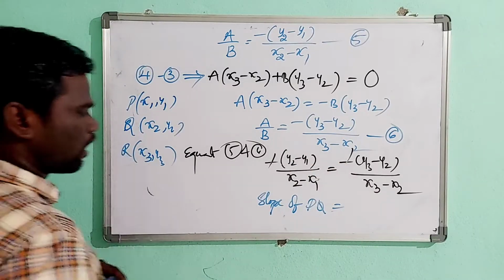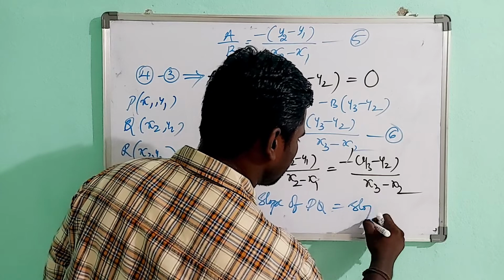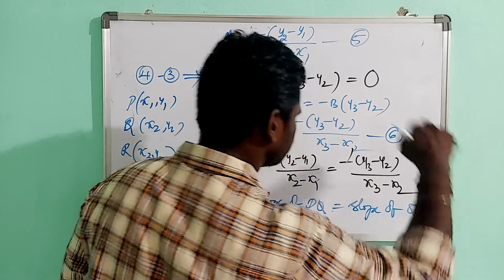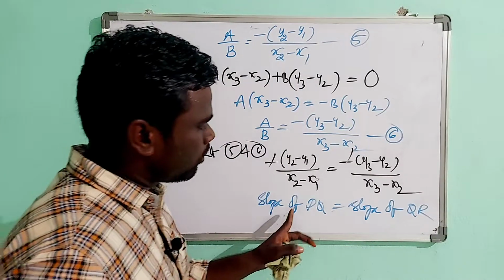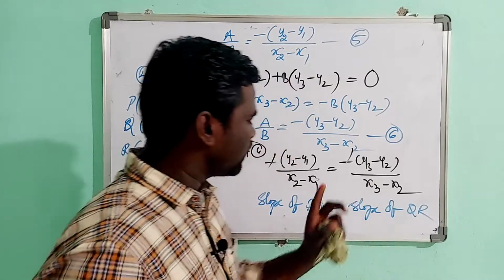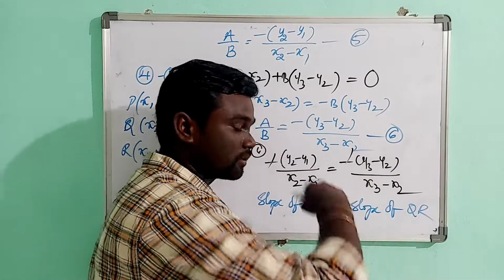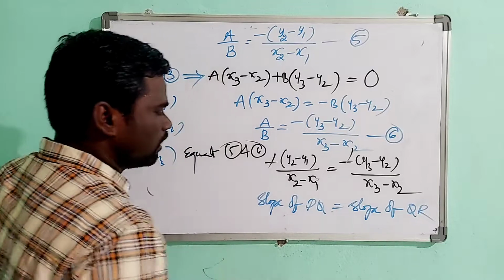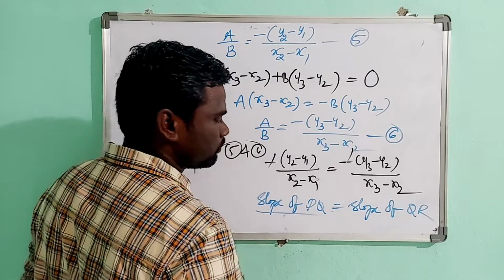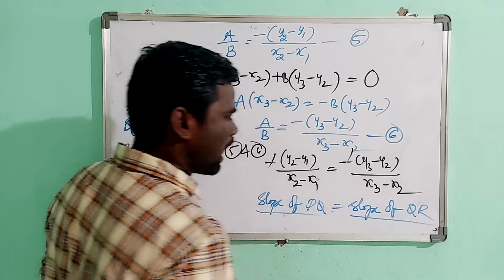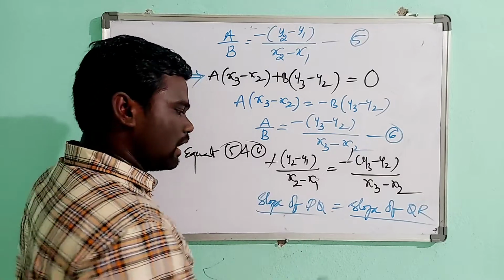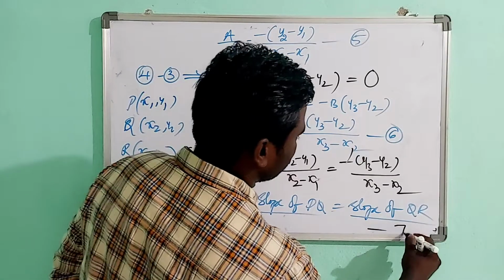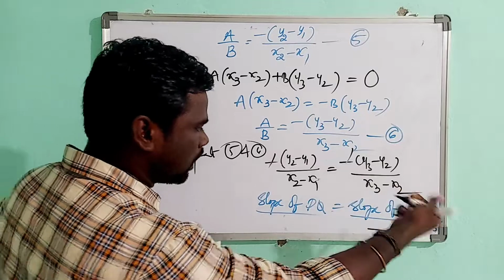Now it is QR, so it can be written as slope of QR. See this: slope of PQ equal to slope of QR equal to slope of PR, and again the third condition, that is slope of PR. Here slope of PQ should equal slope of QR and equal slope of PR, and this should be the seventh condition. So slopes are equal.